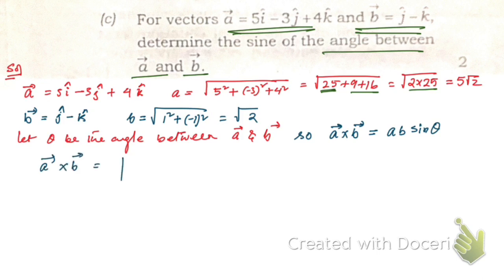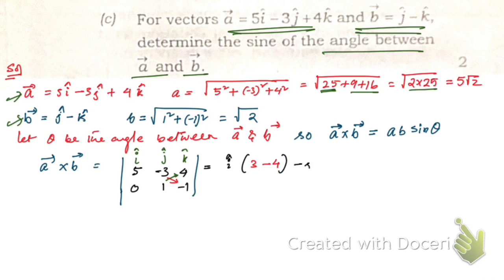Now A cross B can be found out using determinants this way: i cap, j cap, k cap, and then components of vector A and components of vector B in the next row. So if you evaluate this determinant, you will get i cap times minus 3 minus 1, that's going to be minus 4, then minus j cap times 5 into minus 1, that's going to be minus 5, minus 0 into anything is 0, so here 0, then k cap times 5 into 1, 5, minus 3 into 0, again 0, right?